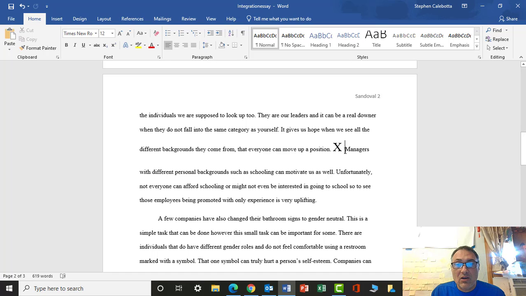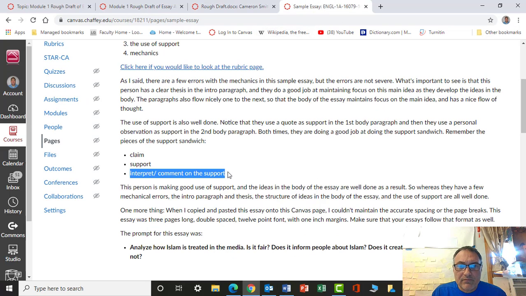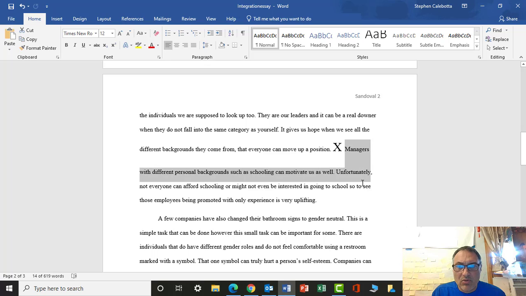So, and here when we get to this sentence, managers with different personal backgrounds such as schooling can motivate us as well. You see how if I go back to the sample essay, that sentence I feel like is a pretty good top piece of bread. That feels like the beginning of a new paragraph, a new section.